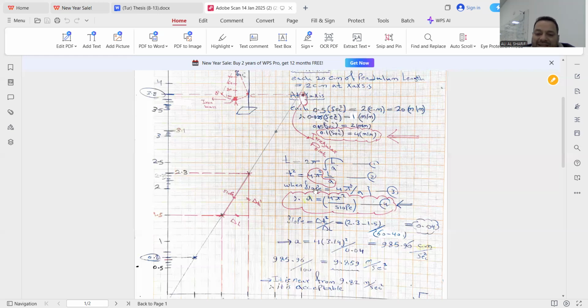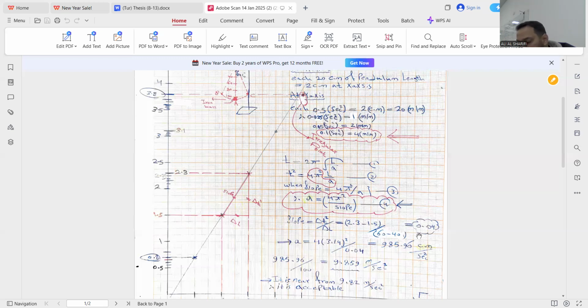I can calculate it. I'm talking about the acceleration. By that, the acceleration will equal 4π² divided by the slope. The slope I get by taking any two points from x and y, the T² time period squared and the length of the pendulum, and actually I calculated it.